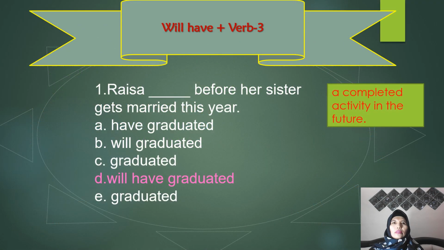Question number 1. Raisa blah blah blah before her sister gets married this year. The correct answer is, Raisa will have graduated before her sister gets married this year. So the correct answer is D.